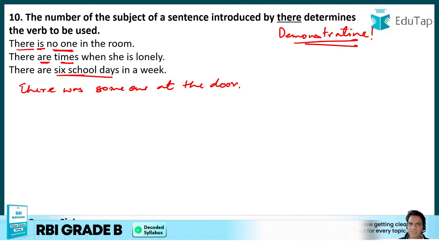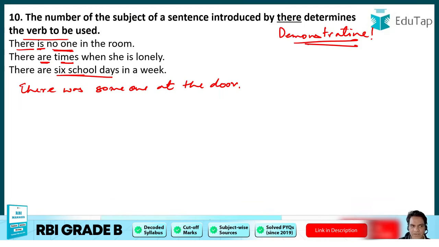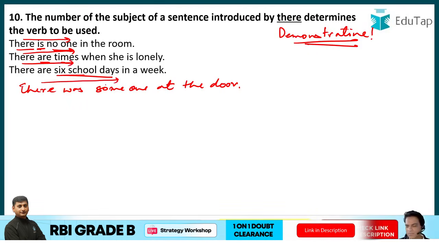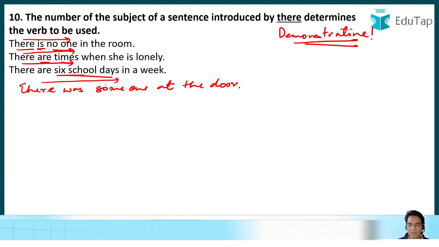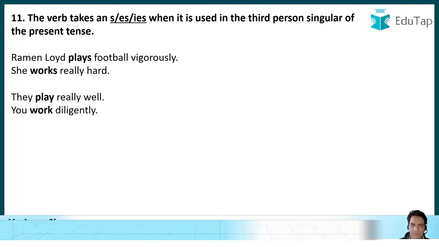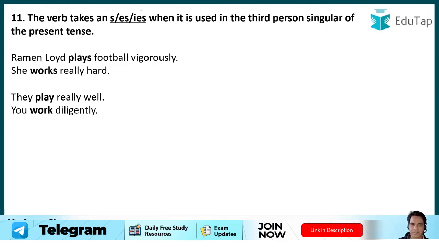So this is a demonstrative sentence, and if a sentence begins with there, move to the right and locate the first noun. The first noun will decide the verb of the sentence. So whenever a sentence begins with there, look at the next noun to decide the verb. So these are some important rules that I wanted to share with you. This is another concept that I taught you at the beginning of the lecture.